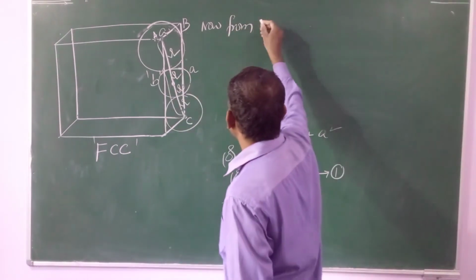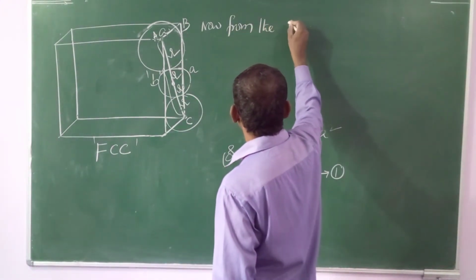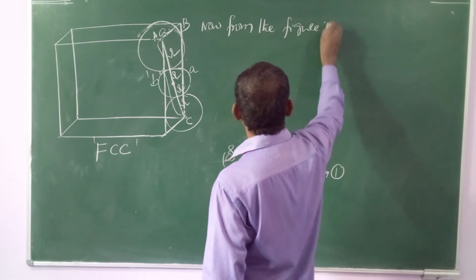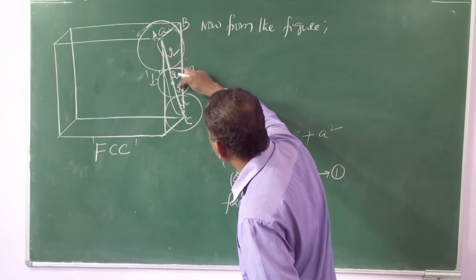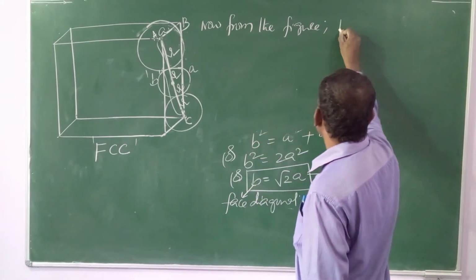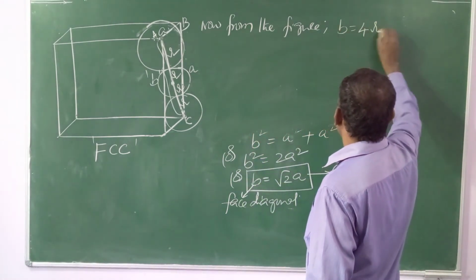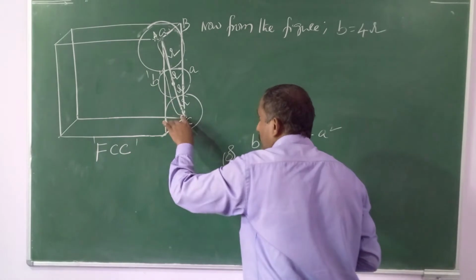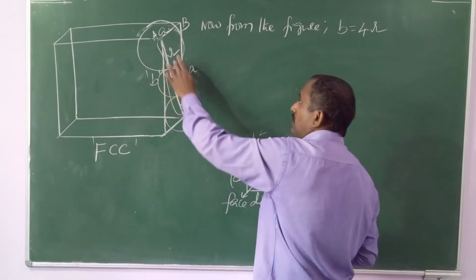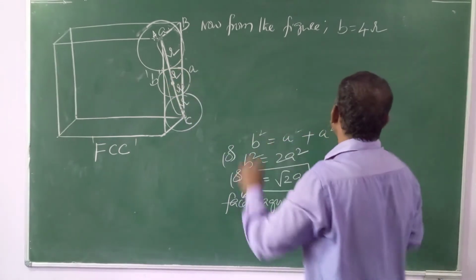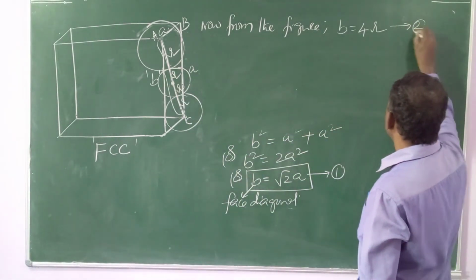Now the complete mathematical derivation from the diagram or from the figure. If you are considering B value, B is equal to how many R's? 1 R, 2, 3, 4. So from the figure, B is nothing but 4R, that is R plus R plus R plus R. Say it is equation number 2.